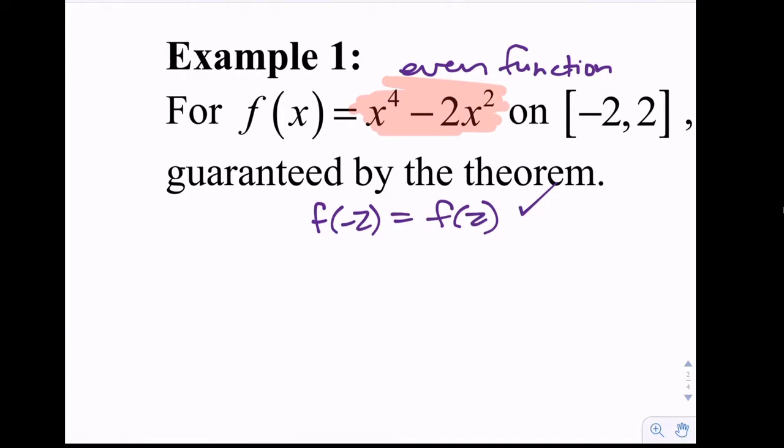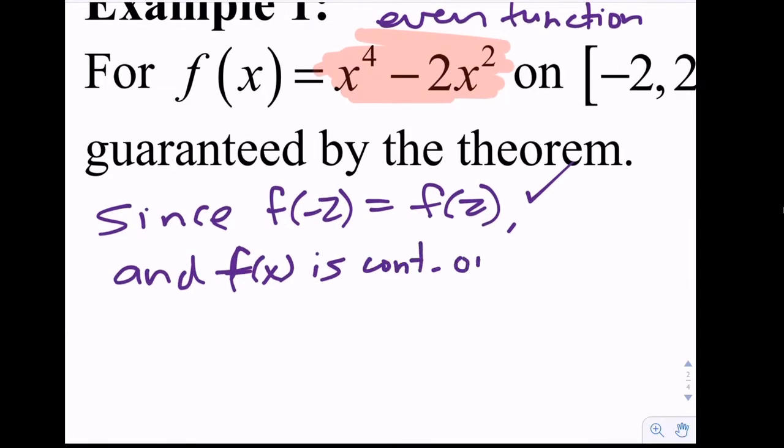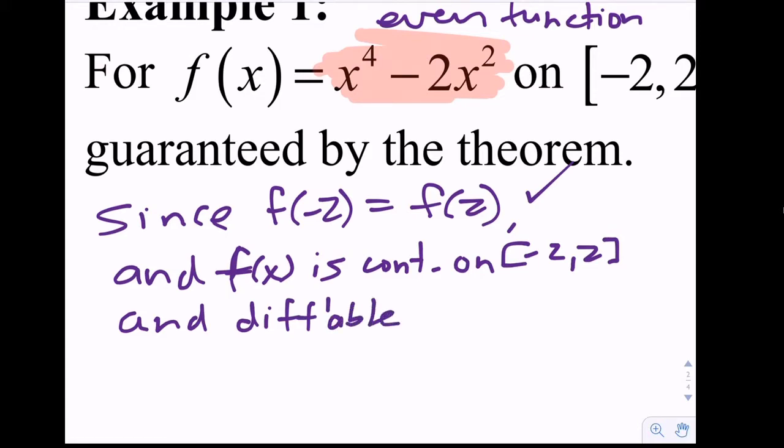So you could put the reasoning first: since f of -2 equals f of 2, and f of x is, and you want to again speak straight to the theorem, continuous on the closed interval from -2 to 2 and differentiable on the open interval from -2 to 2, this guy's theorem applies.